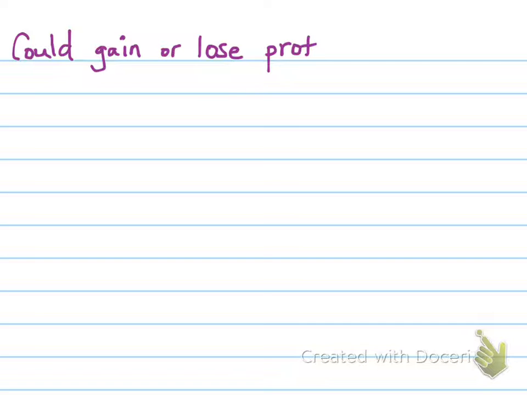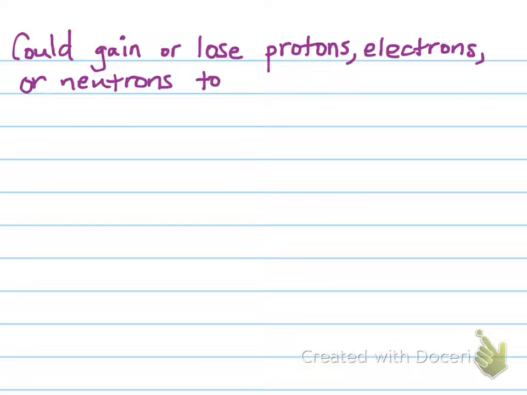Now, technically, when we're talking about forming an ion, we could gain or lose protons, electrons, or neutrons to form an ion.